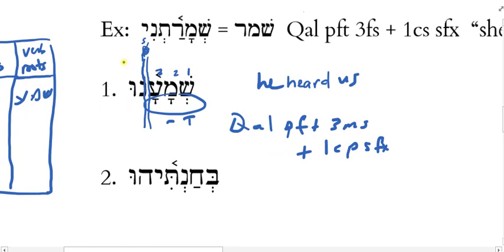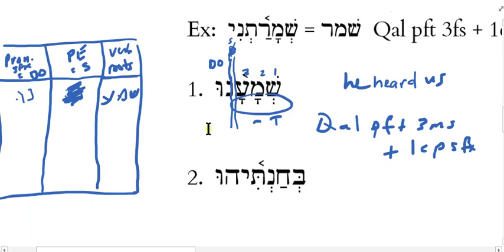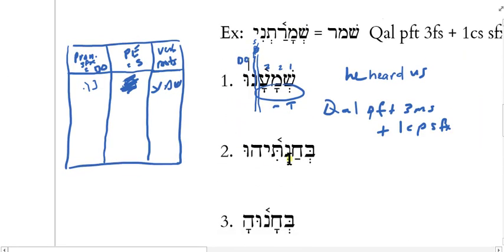The nu is the direct object then. Okay. I'm going to have vowel changes that happen here. Okay, any questions about this? Do you guys see what we did? All right, let's look at this next one.